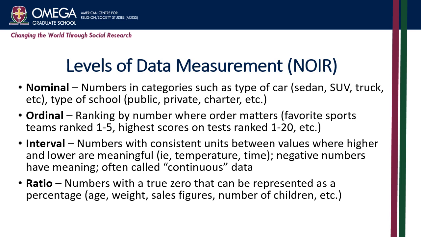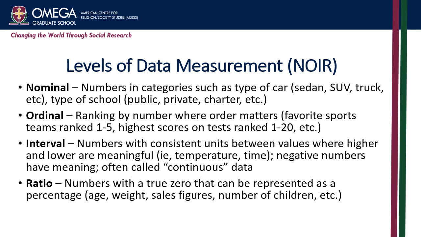Ordinal data are rankings by number where order matters, but not necessarily the difference in magnitude. So for example, if I asked you to rank your favorite sports teams from 1 to 5, it doesn't really tell me how much more you like Team 1 than you like Team 2, only that Team 1 ranks higher than Team 2. And the same may be true for ranking student test scores.